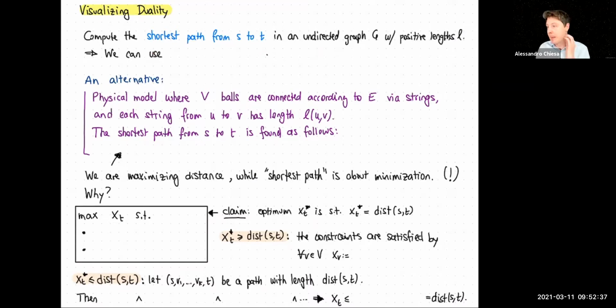Now, one way to solve this problem is to say, I have Dijkstra, let's run it. So we could use Dijkstra's algorithm.